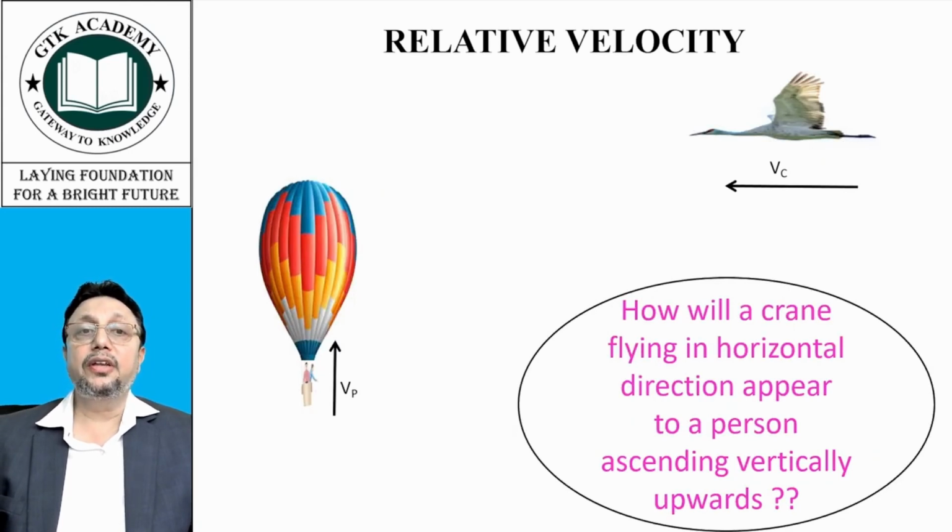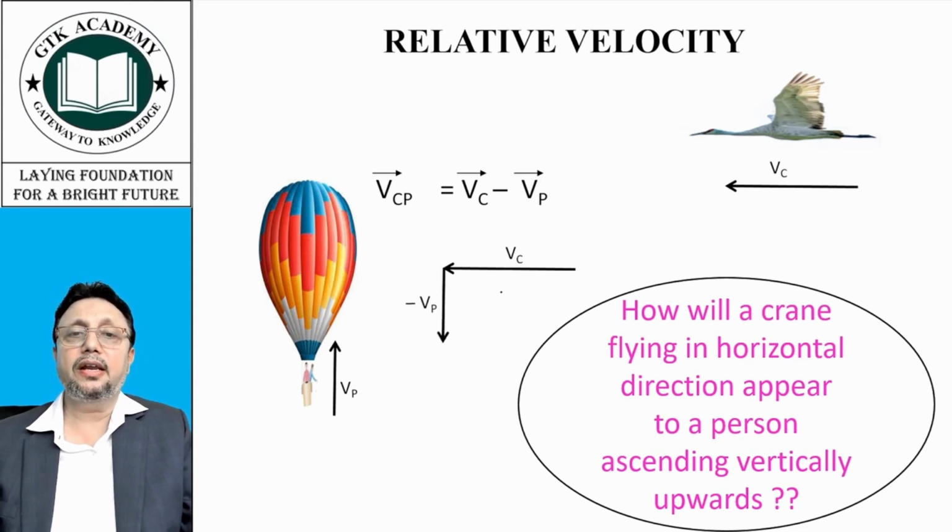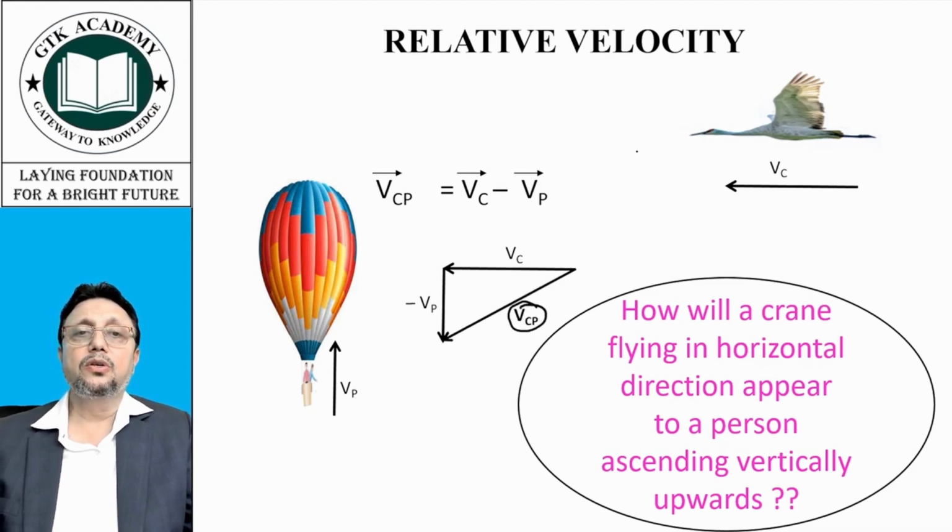Now coming to these three questions which we had asked. Velocity of crane relative to person is velocity of crane minus velocity of person. So we have reversed the velocity of person and added to VC, velocity of crane. So this is the velocity of crane relative to person. This green arrow I am showing is the direction and velocity of the crane which will appear to this person who is ascending upwards.